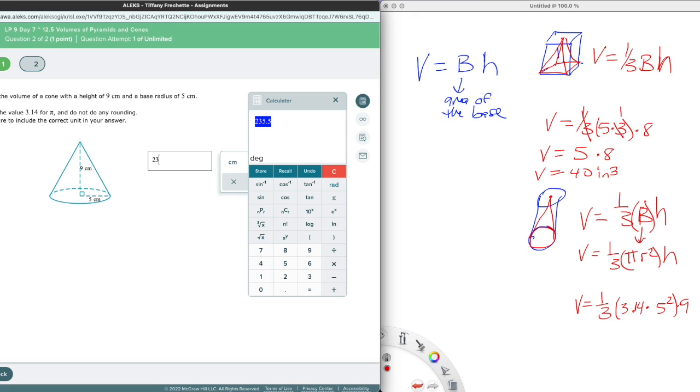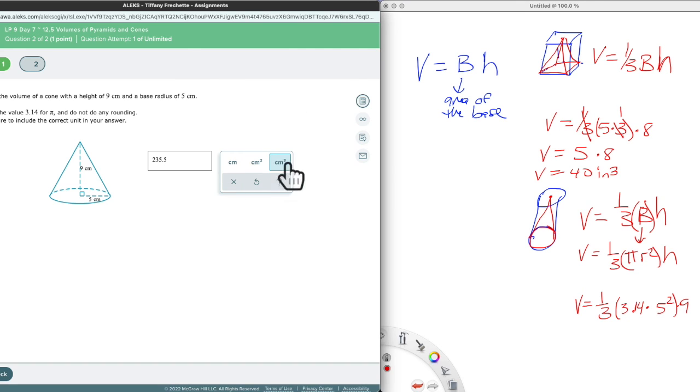Okay, so we have our 235 and 1/2, and it's going to be centimeters cubed because it's a volume again. So we just want to make sure that we're paying attention to the unit.